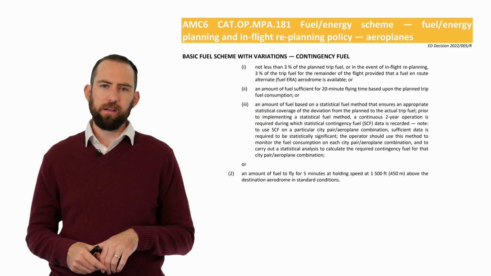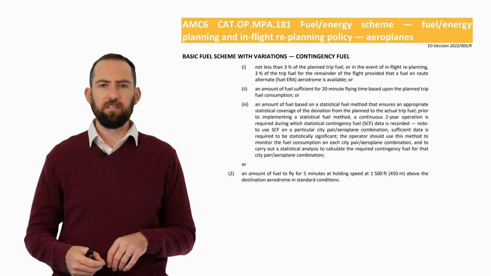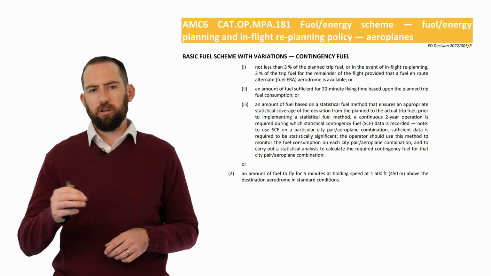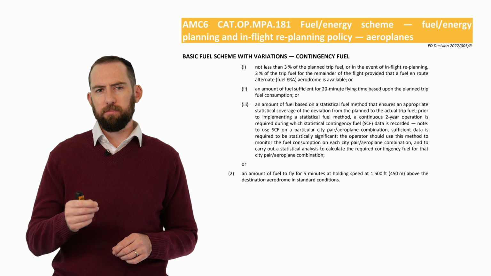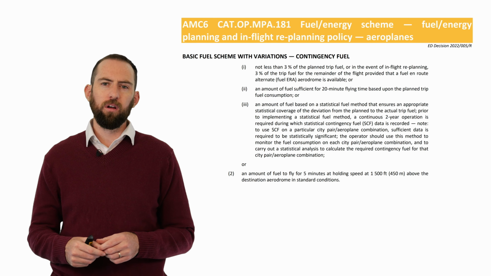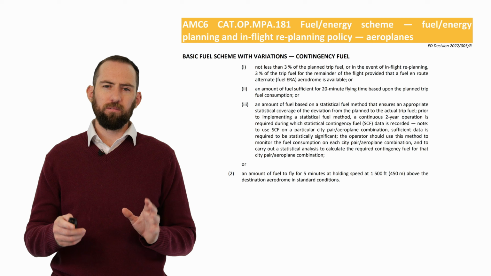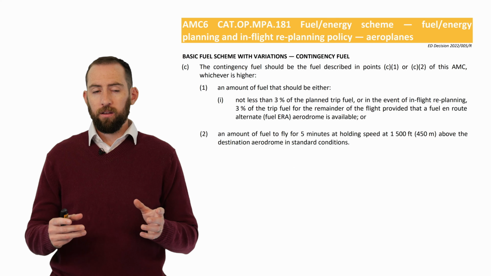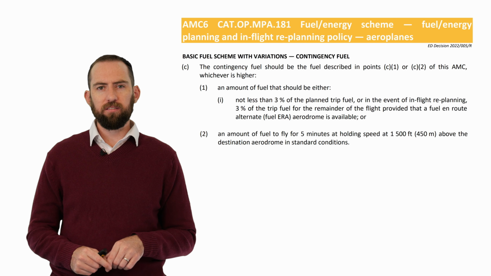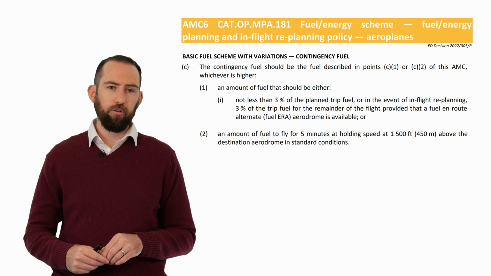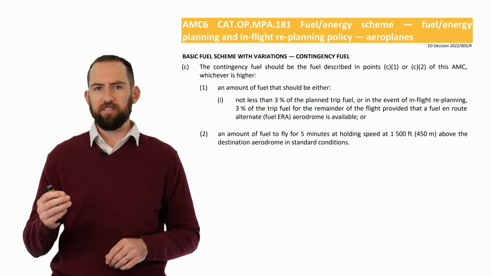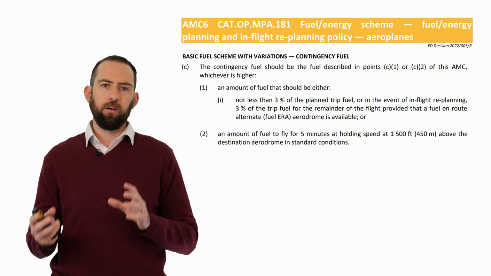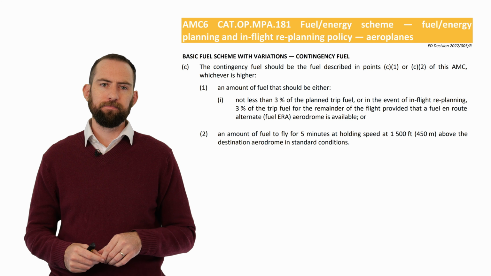Now, there is an option that says 3% or 20 minutes, or there is a statistical fuel method. The good news for you is that the 20-minute option and the statistical fuel are not examined. So let's try and simplify this picture a little bit. Under the basic scheme with variations, contingency fuel should be whatever is higher between an amount that is not less than 3% of the planned trip fuel and an amount to hold for 5 minutes.